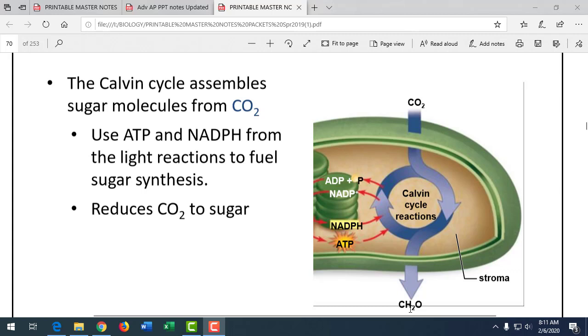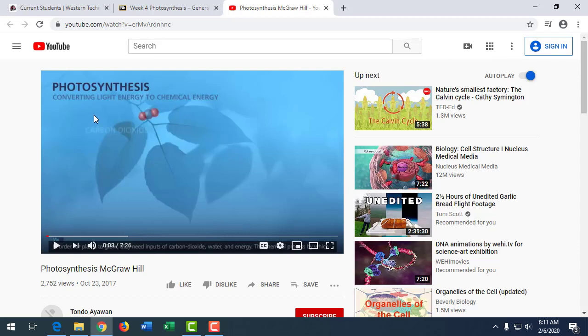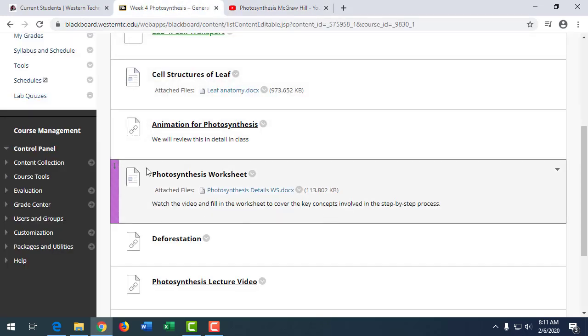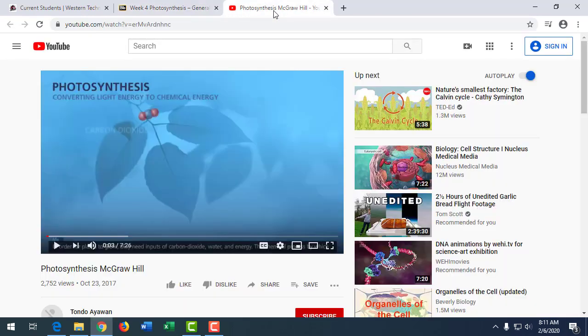So we call these not the light reactions, the dark reactions we could call it, because do we need sunlight for this half of the reaction? No, okay. So 2 reactions, we're gonna really analyze those in the video that I have in Blackboard. Looks like this, and this is in our Blackboard folder. It's called Animation for Photosynthesis. So we're gonna watch that now.